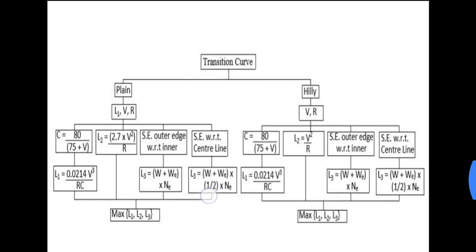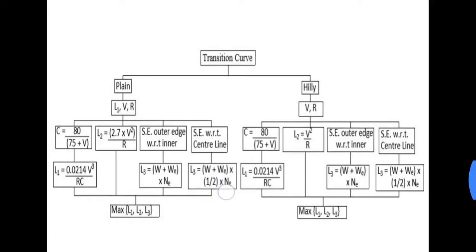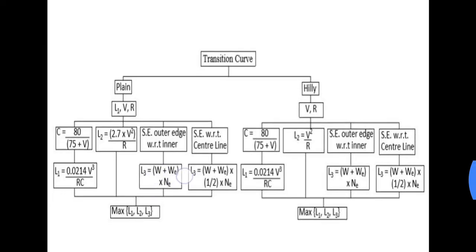Since the inner part we are lowering it and the outer part we are raising it above, and in the first case there is no lowering, there is only raising.